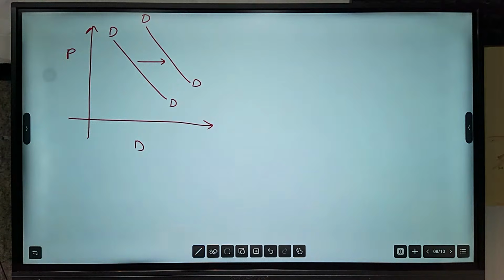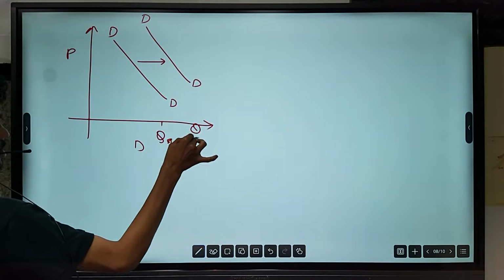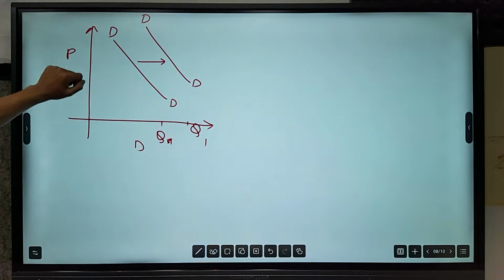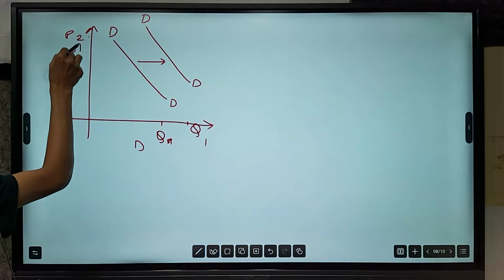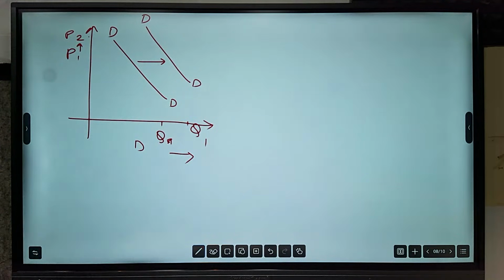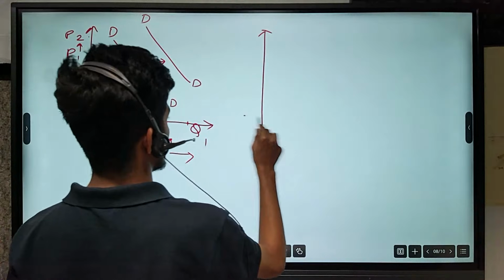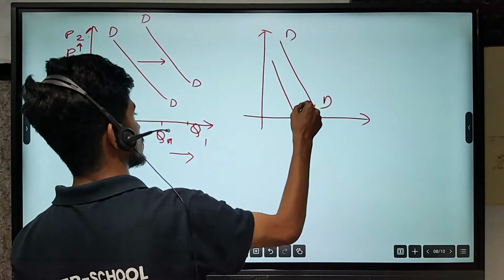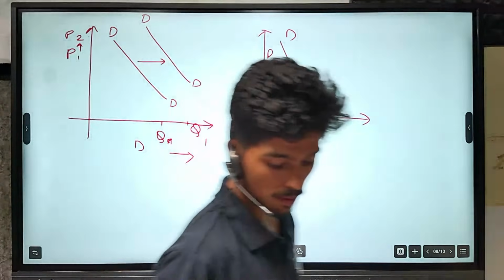Okay. This is quantity and this is quantity 1, and this will be the condition of the demand curve. This will be price 1 and this will be price 2. Upward shift in price. The demand increases. Now, if the demand decreases, the demand curve will shift to the left. These are certain shifts you have to remember.